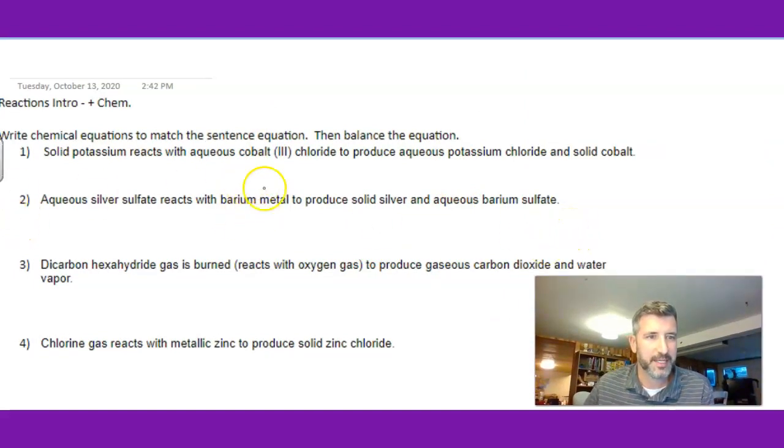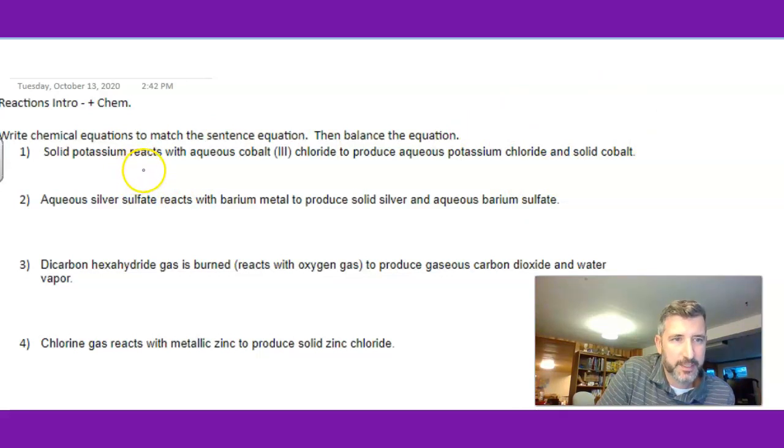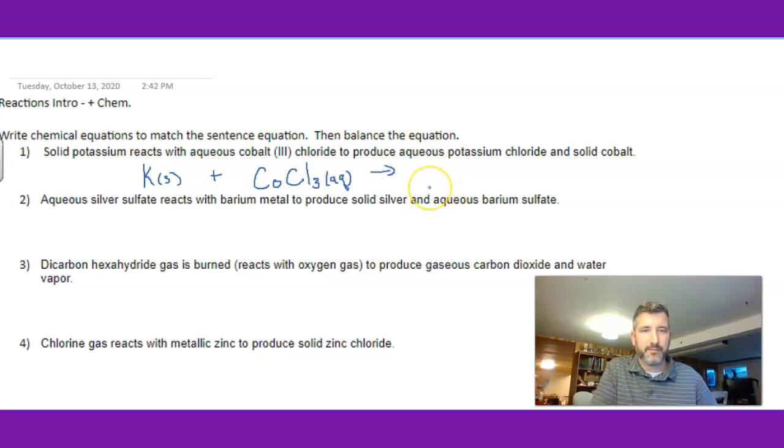So number 1, solid potassium reacts with aqueous cobalt(III) chloride to produce aqueous potassium chloride and solid cobalt. If we've got solid potassium, that's just K solid. Aqueous cobalt(III) chloride is CoCl3 aqueous. And the physical states aren't going to affect our balancing at all. That's just something you need to get in the habit of doing whenever the information is provided.